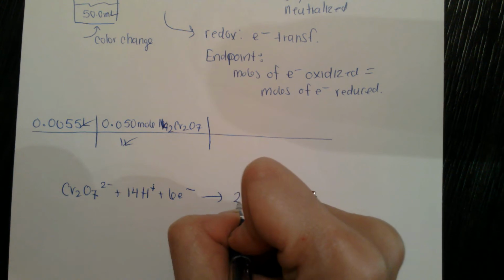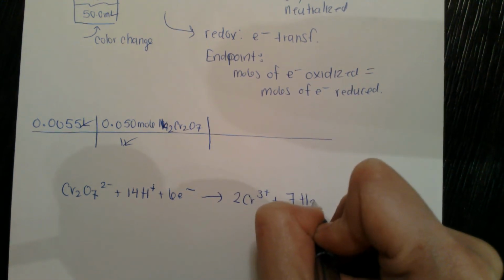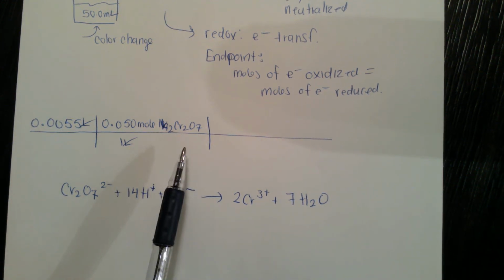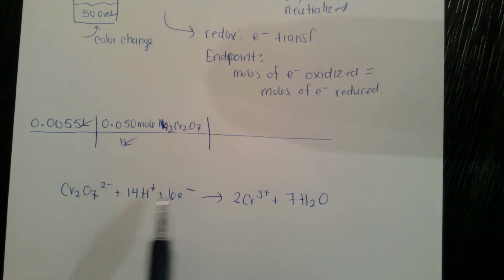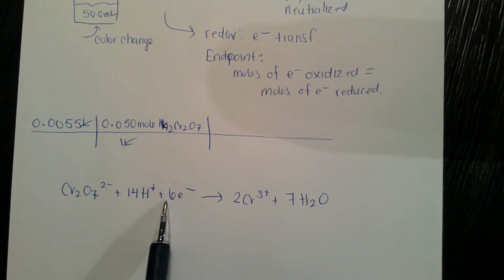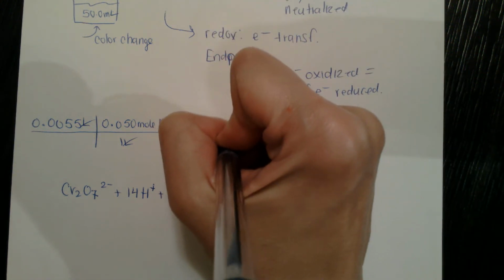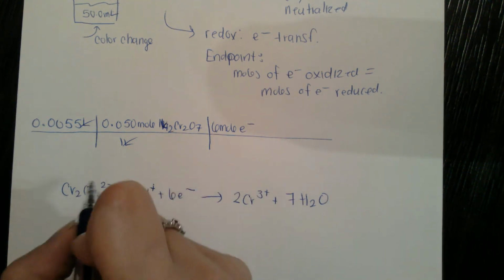And then we get 2Cr3+ plus 7H2O. Okay, so if we look at what we have going on here, we want to get moles of electrons, so we're going to use sort of this stoichiometry here. So if we look, we get 6 moles of electrons in this process, so 6 moles of electrons for every 1 mole of the chromate ion.